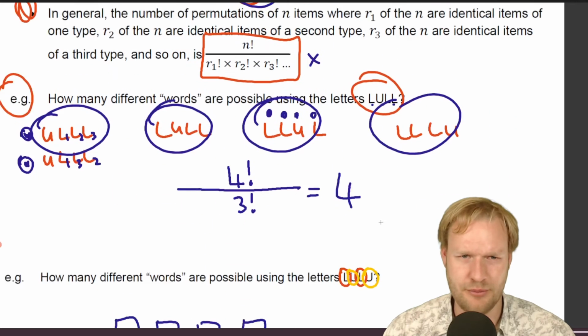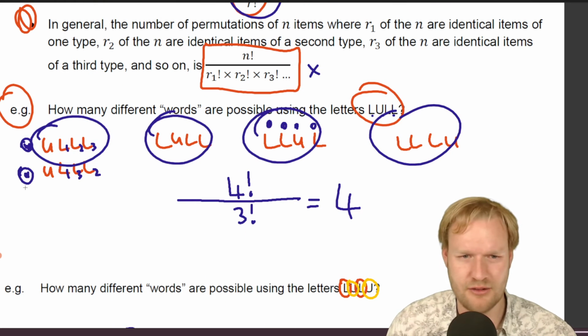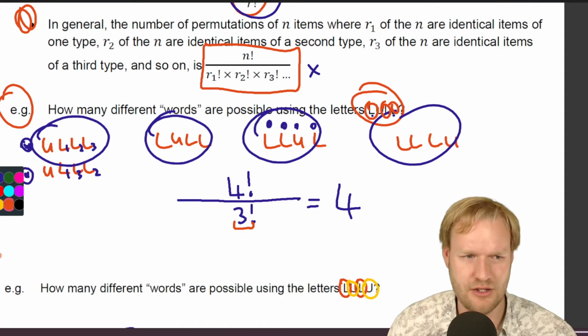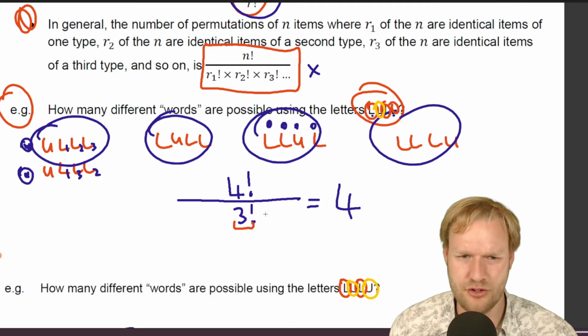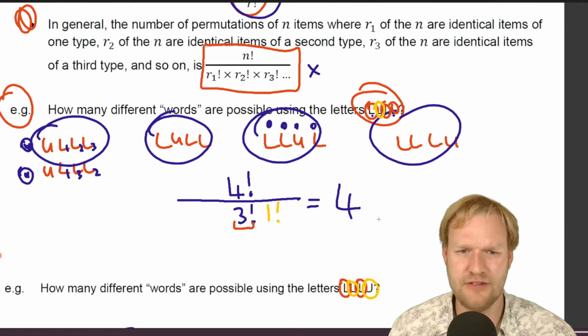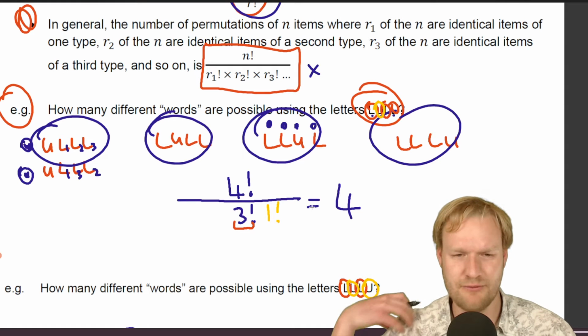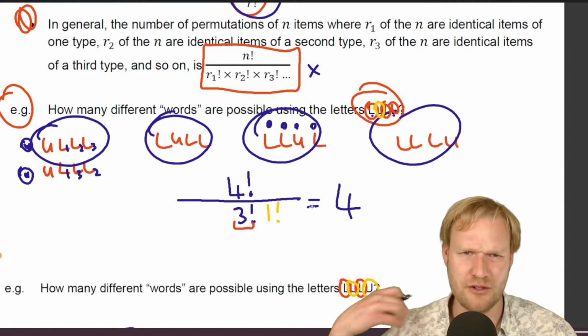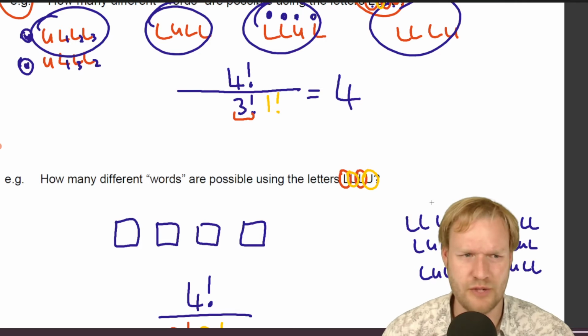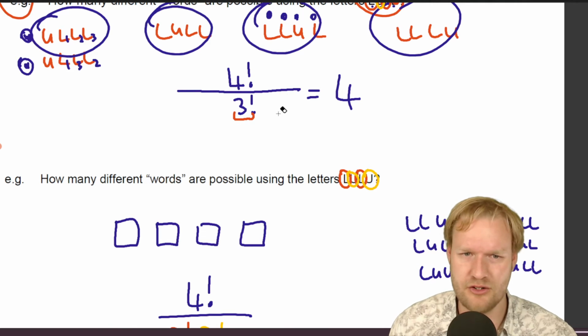Now you may ask, in the previous one, we didn't multiply by anything. Well, we sort of did, because in that case, there were 3 L's, which gave us our 3 factorial. But there was 1 U, so we could have multiplied this by 1 factorial. So if you really wanted to, you could say we're applying the same formula. What is 1 factorial? Well, 1 factorial is just 1, so multiplying by 1 didn't really do too much.